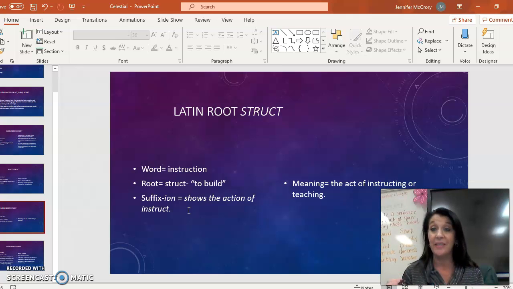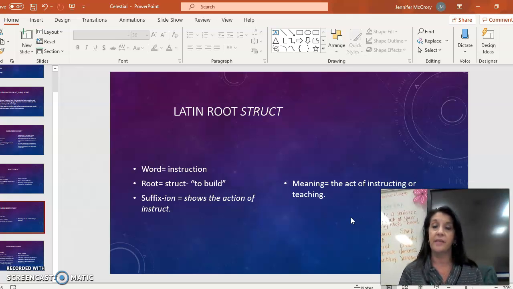That I-O-N, shun, doesn't look like a shun, but it is. That means whenever you see that, it's the action of. Okay, that's what it means right here. I made sure I looked it up, and it shows the action or the state of a word. So it's the action of instruct, which means what I'm doing right now. I'm instructing you. Your teacher instructs you. And that brings us over to the meaning of our word, the act of instruction or instructing or teaching.